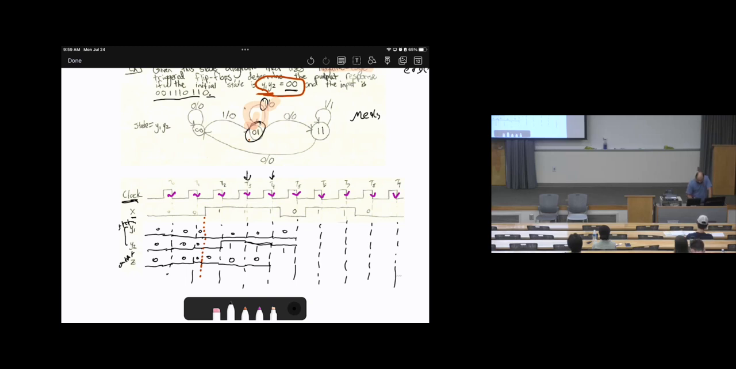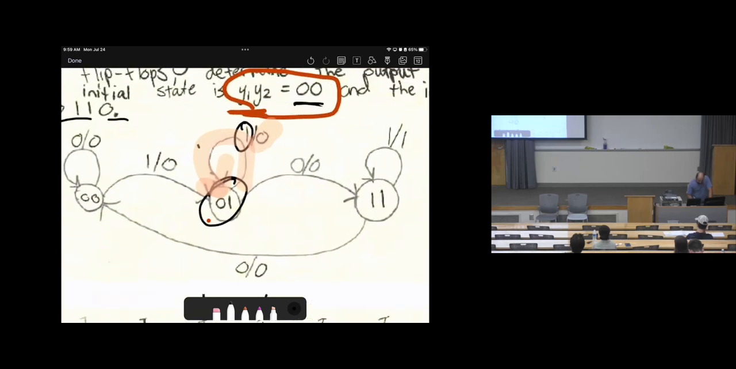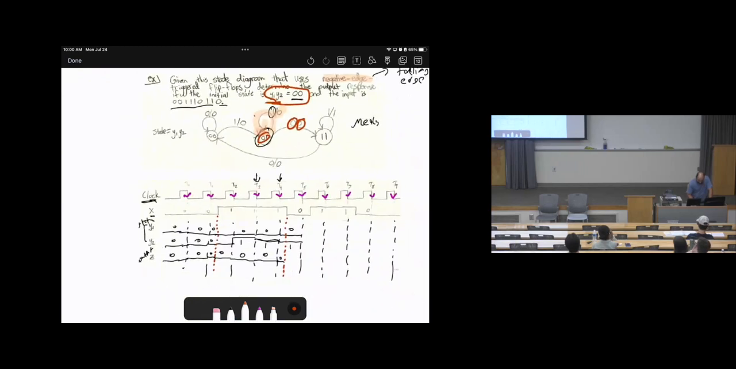Then there is a mid-cycle change here. So this might or might not affect the output, depending on the state. So here it will be 0. Then let's go to 0, 1. If the input is 0, the output is 0. So this mid-cycle change didn't change a lot, right? It will not be affected. So here it is 0. Okay?